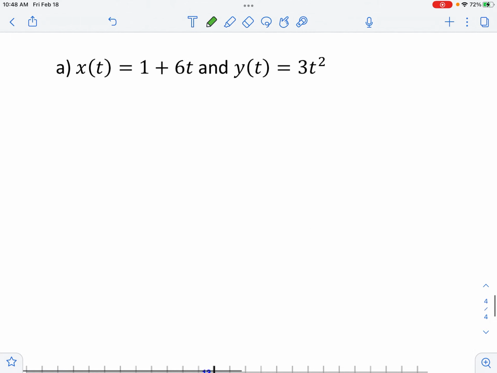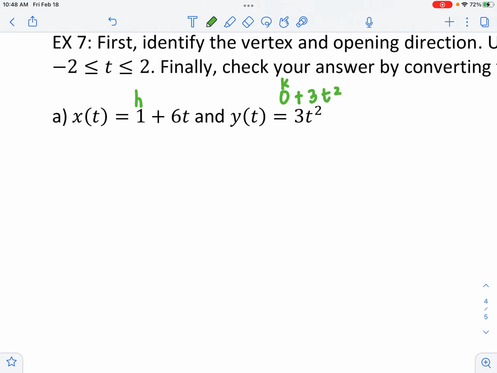All right, so our vertex, remember, this is H, and then we need K. But if you look, this is your t squared right here. So this is 0 plus 3t squared. So this is our K value. So our vertex, we know, is 1, 0.